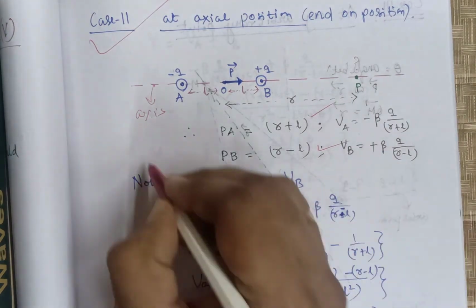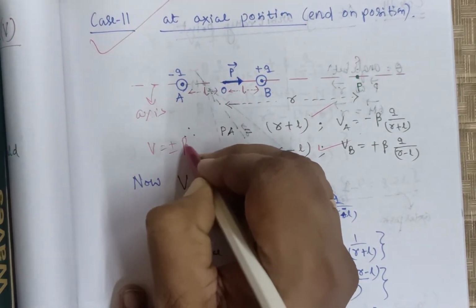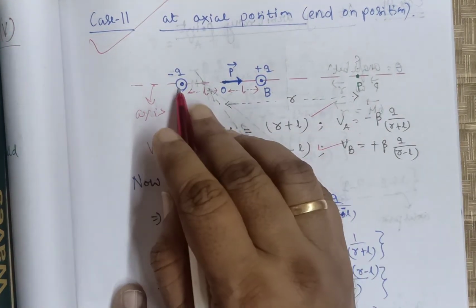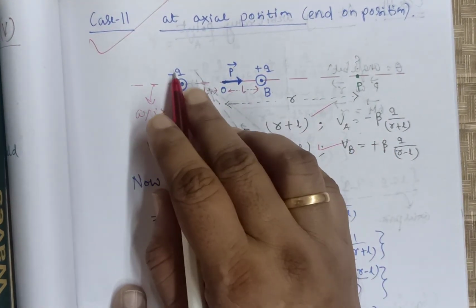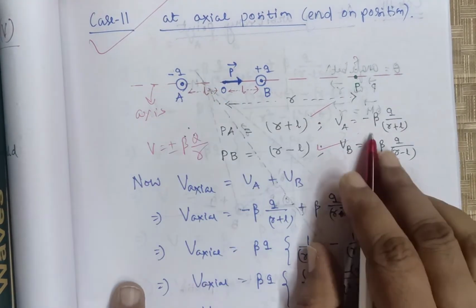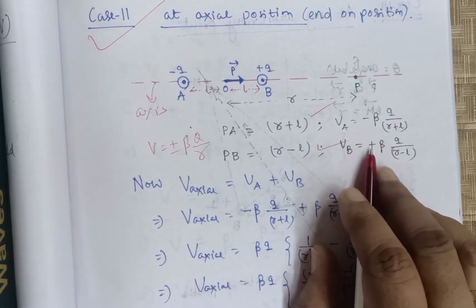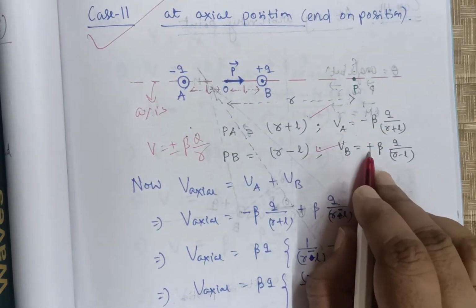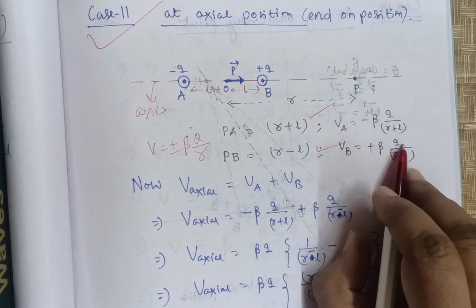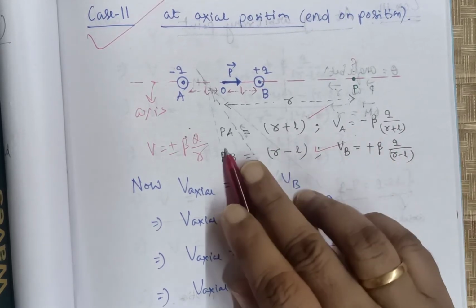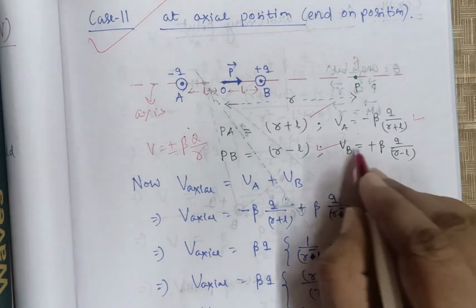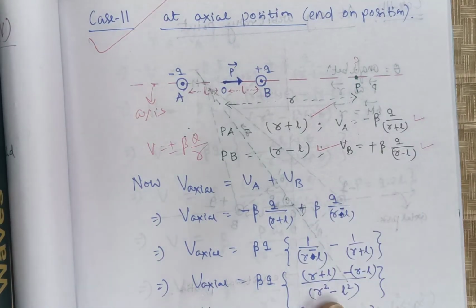So by using the formula V is equal to plus or minus beta into source charge by distance, at the point P, due to minus q at the point A, the calculation will be, as the source is negative, minus, and for the source charge positive, plus. Beta is the proportionality constant, and the source charges are q and q. As distance PA is r plus l, that's why it is written as r plus l, and PB is written as r minus l.